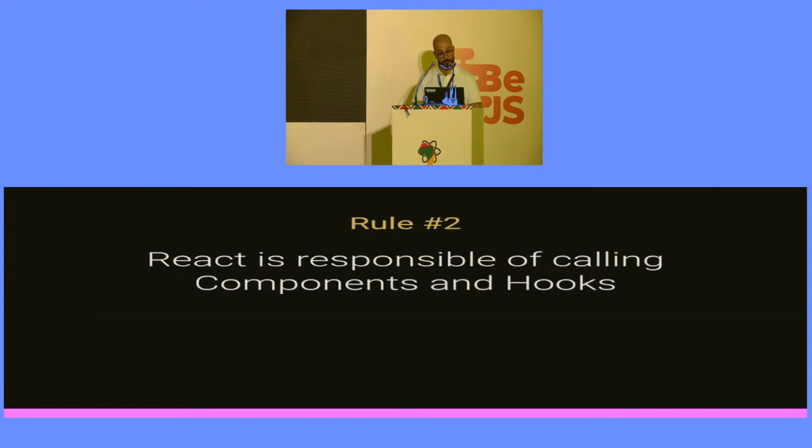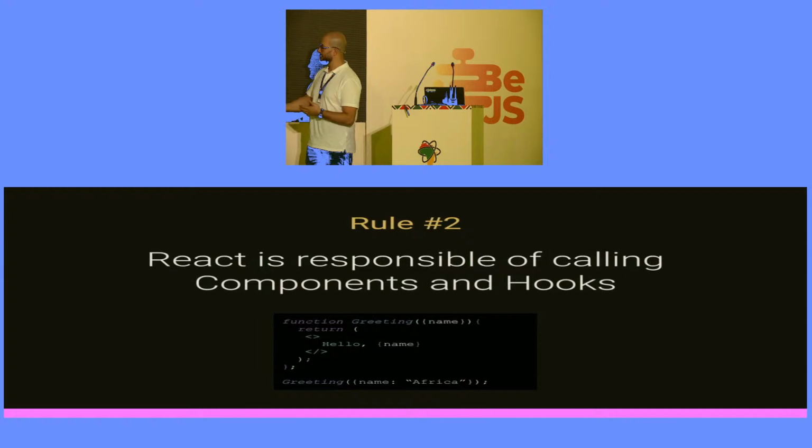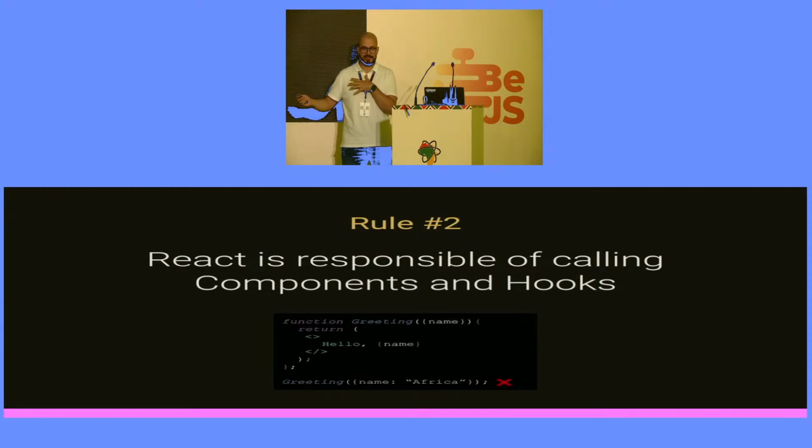This is important. Rule number 2: React is responsible for calling components and hooks. As I said earlier, React components and hooks are basically functions, so you are not going to call them yourself. This is something that someone might do, that you call a function and give it the input. You can do it technically, but you shouldn't, because React is declarative, and you should keep it declarative. Every time you're writing components, you write them the same way, and React will take it from there.